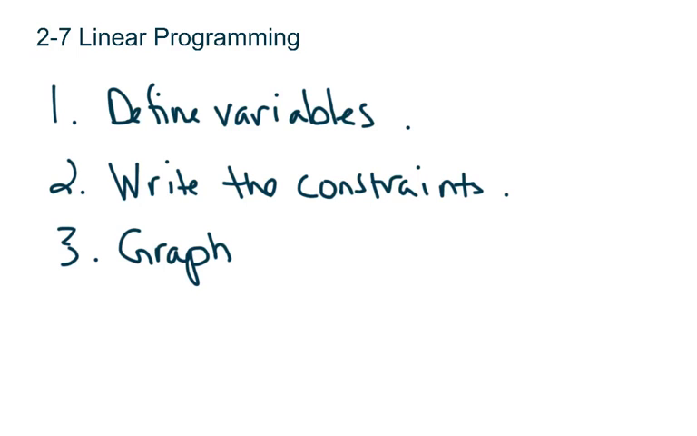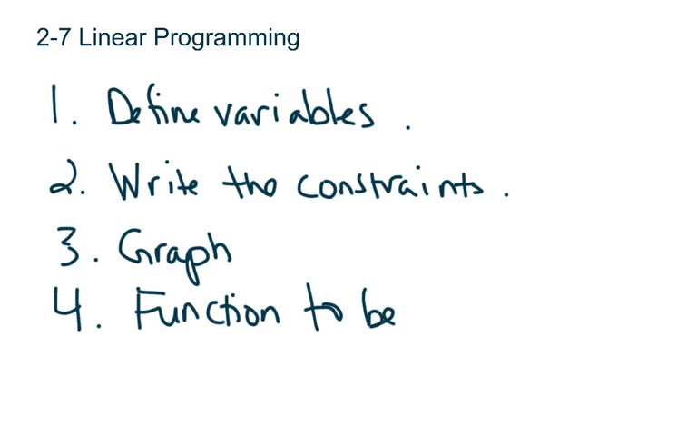After we do that, we're going to write an equation or a function to be maximized or minimized. That means we either want to find an ordered pair that's going to give us a maximum value to our function, or an ordered pair that's going to give us a minimum value to our function. Wait, those sound like things we talked about in section 2.6.